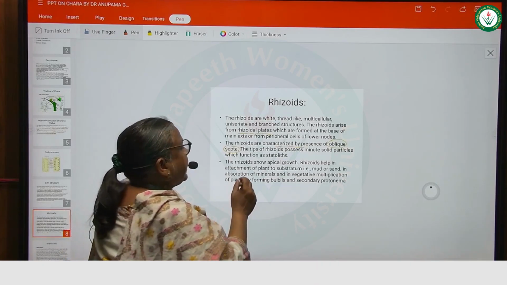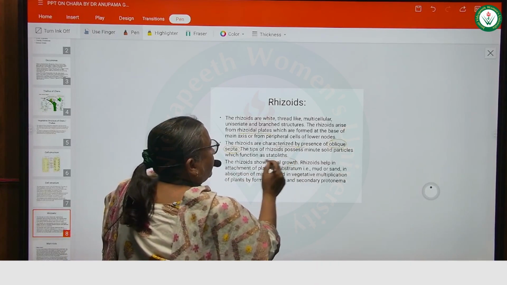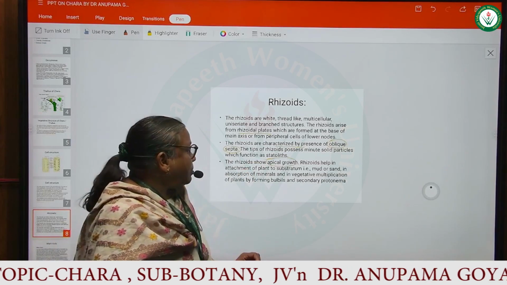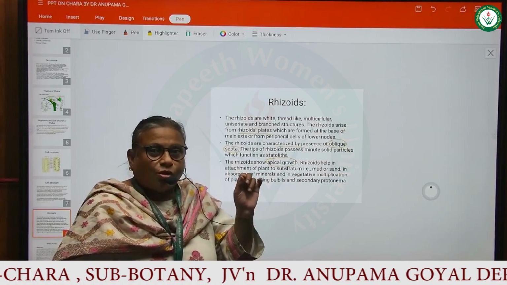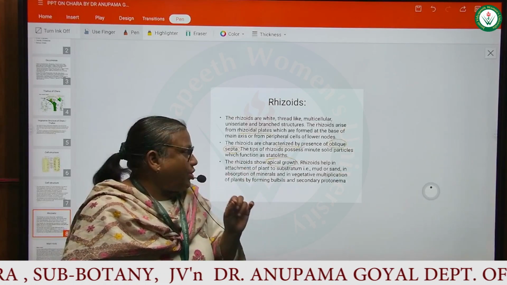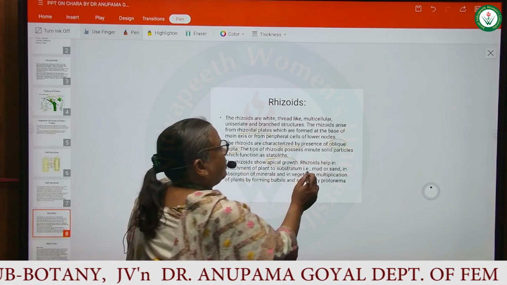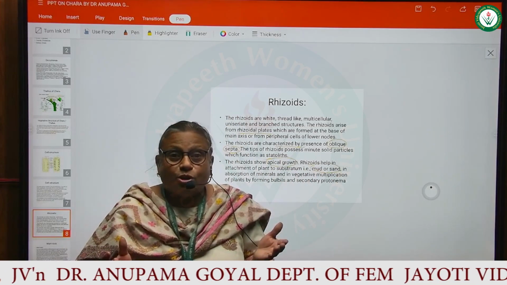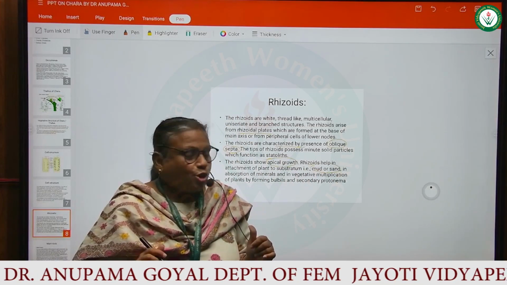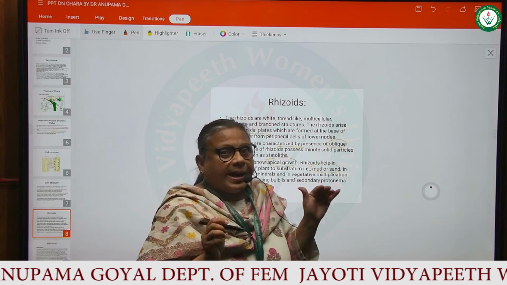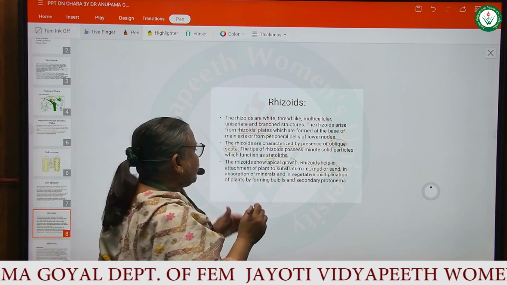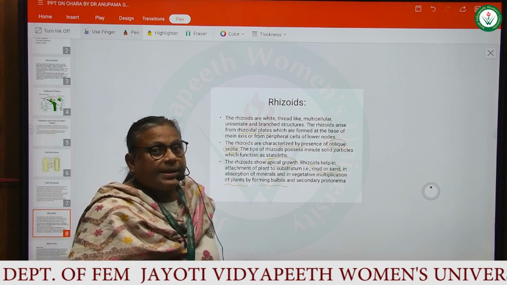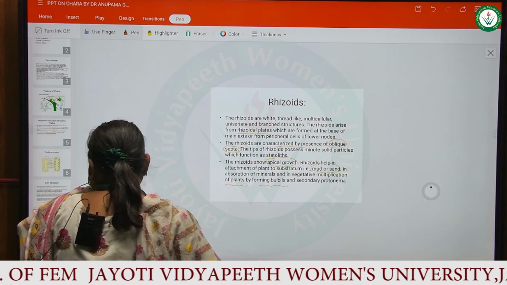The rhizoids show apical growth, and they help in the attachment of the thallus of Chara to the substratum, that is mud or sand. These rhizoids also help in the absorption of minerals and in vegetative multiplication of the plants by forming bulbils and secondary protonema.